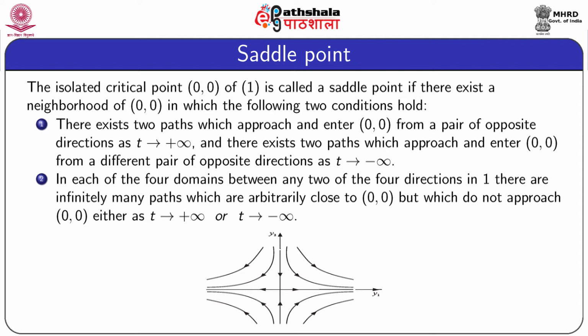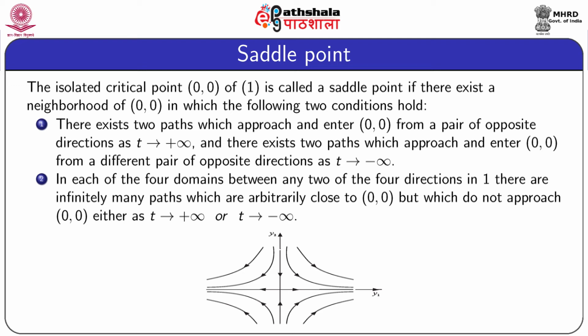So, consider these two straight lines, one is this straight line, another is this straight line. As you can see, there exist two paths which approach and enter (0,0) as t tends to plus infinity. So, this is one direction and this is another direction, this point is (0,0). Both of them are approaching the point (0,0) from opposite directions as t tends to plus infinity. And then consider this particular line, you see this is approaching the point (0,0) as t tends to minus infinity, which means that actually it is moving away from the origin as t tends to minus infinity.